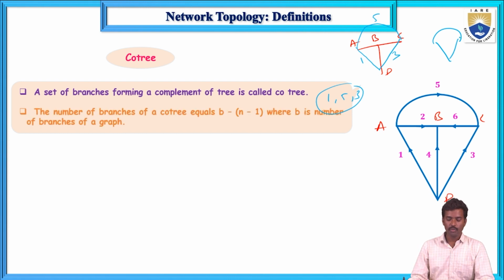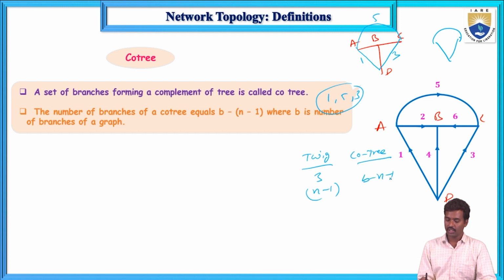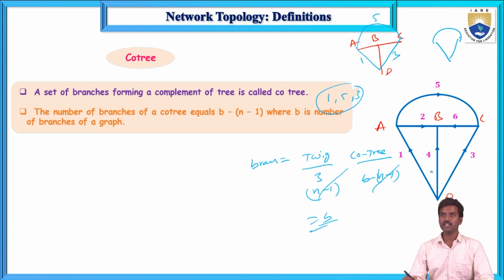Now here the number of branches of the co-tree equals B minus the total number of twigs. Here twigs are 3, that is n minus 1, and the total co-tree branches are B minus n minus 1. So total branches equals, n minus 1 gets cancelled, total B number of branches. Total 6 branches here. So twigs are 3, the remaining branches are the co-tree, equal to 6 minus 3, that is also 3.